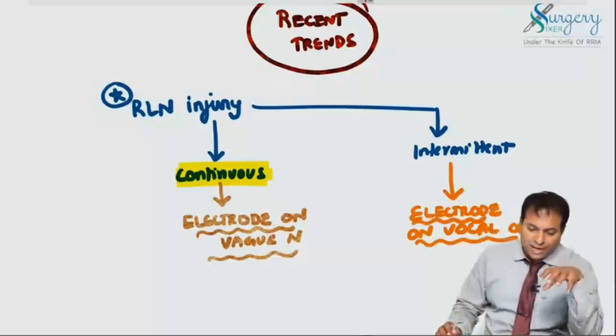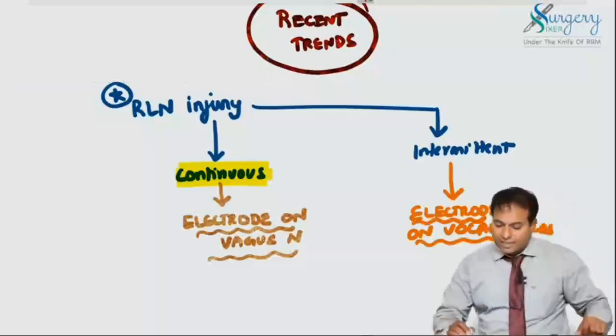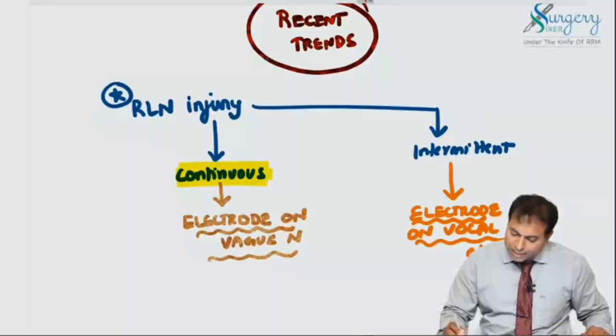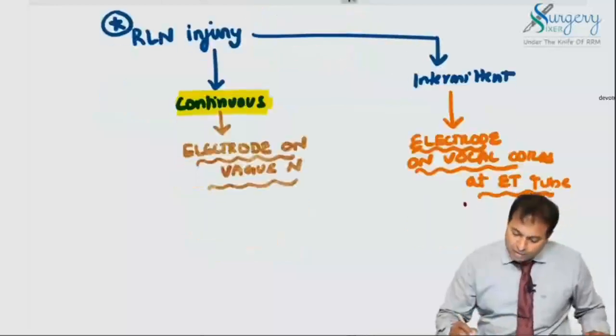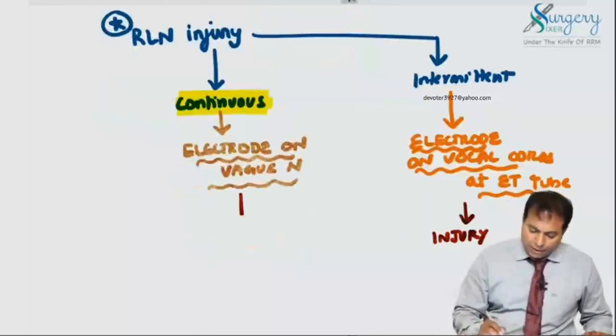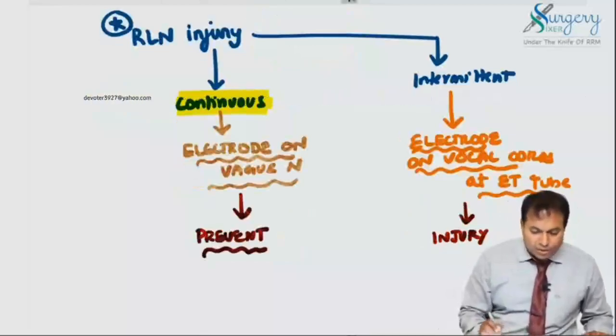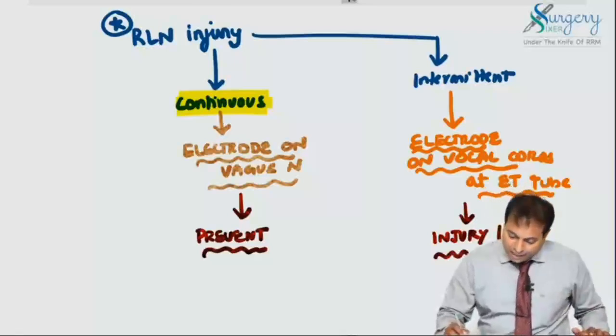So continuous is by monitoring the vagus nerve, and with the ET tube, where we keep it at the vocal cord, at the level of the ET tube, we keep an electrode that will send a signal if there is an injury. But the point is, intermittent will only find out an injury, but continuous can prevent injury. So preventing injury is by continuous monitoring, and injury is detected by intermittent monitoring. These are the two things I want you to remember.